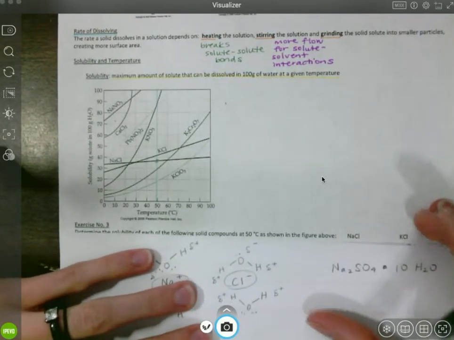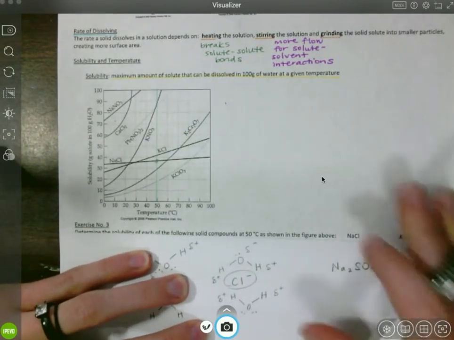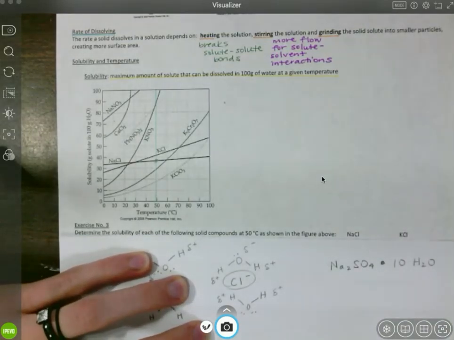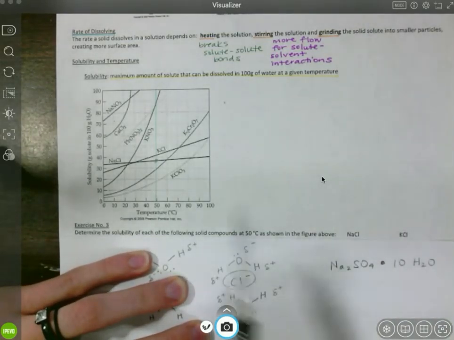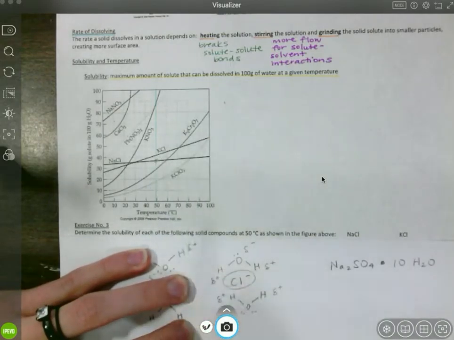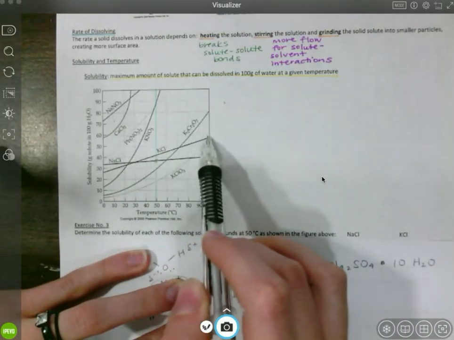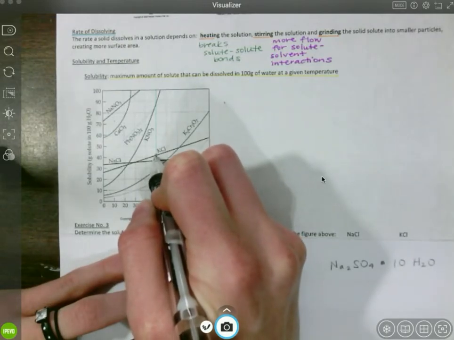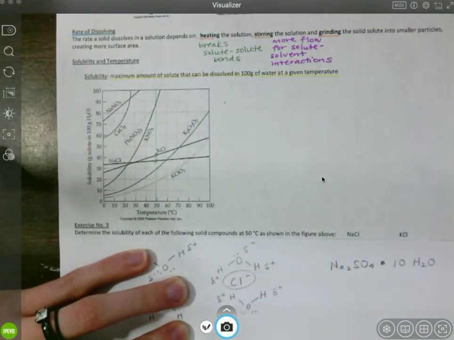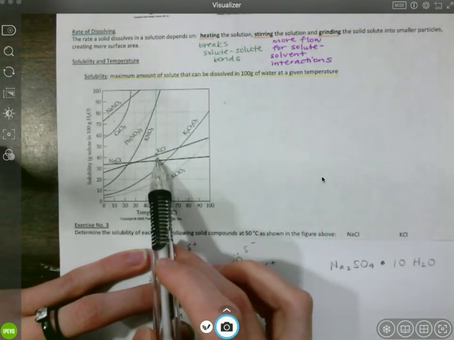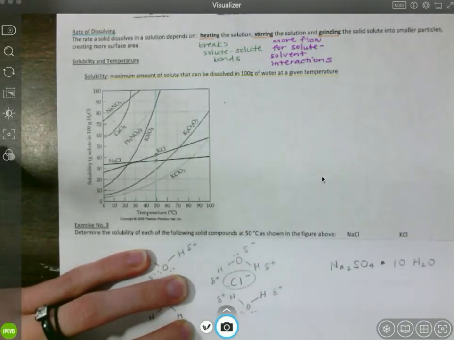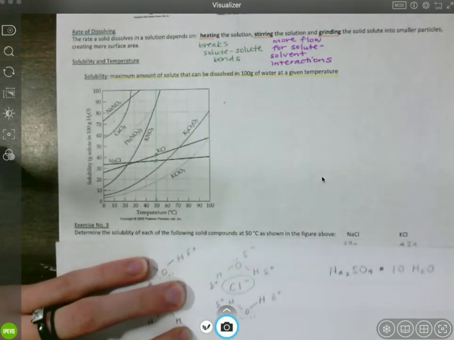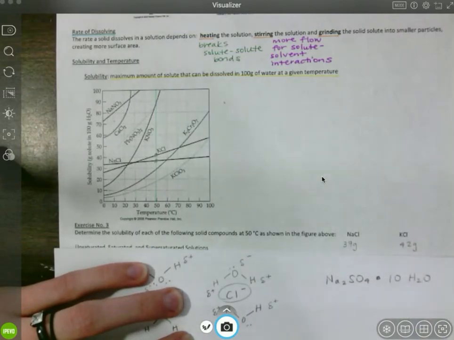And then we're looking at calcium chloride. So still 50 degrees Celsius, but we're going to see the solubility of that guy at 50 degrees Celsius. So sodium chloride is this line right here. At 50 degrees Celsius, that's the point that crosses my 50 degrees Celsius line. So that looks like it's about 42 grams in 100 grams of water. So 42 grams of sodium chloride is going to dissolve in 100 grams of water at that temperature.